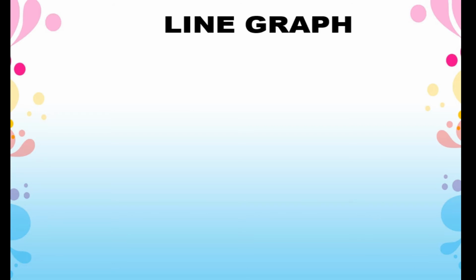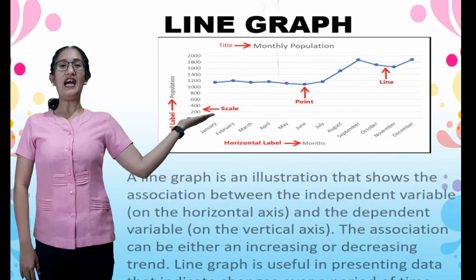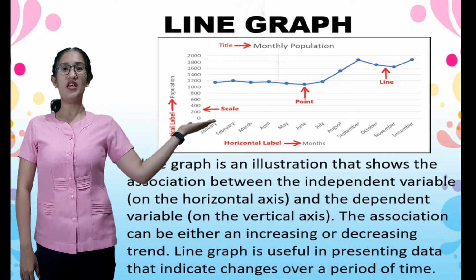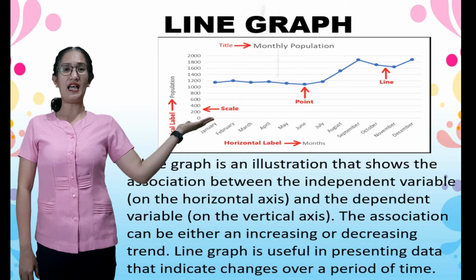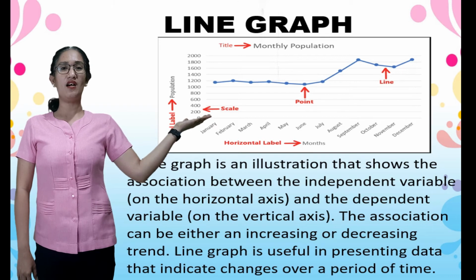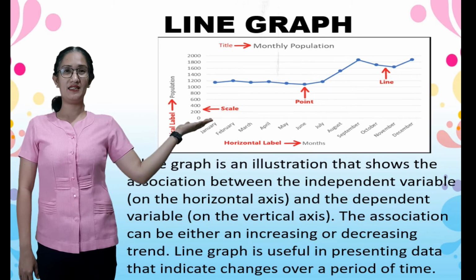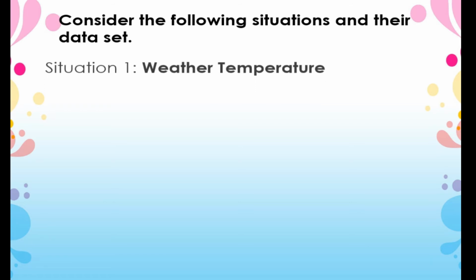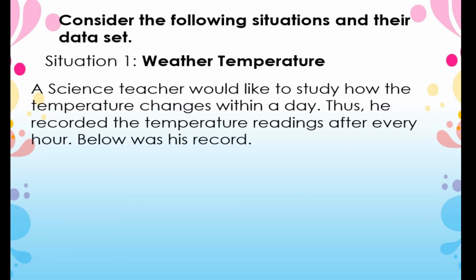Line graph. A line graph is an illustration that shows an association between the independent variable, which is on the horizontal axis, and the dependent variable, which is located on the vertical axis. Consider the following situation and its data set. Situation number 1, weather temperature.